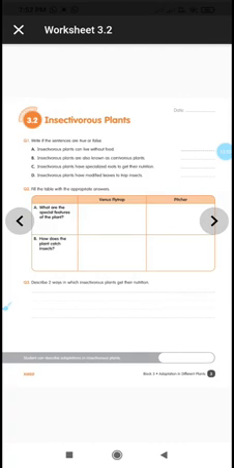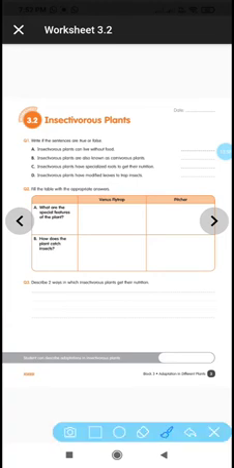Okay. Now you come to the worksheet. What questions are given in the worksheet, we will see. Even here, true or false questions are given. Page number 13, workbook, children. So the first one, insectivorous plants can live without food. Is it true? Can any plant live without food? No, not at all. So it's false. You write it as false.